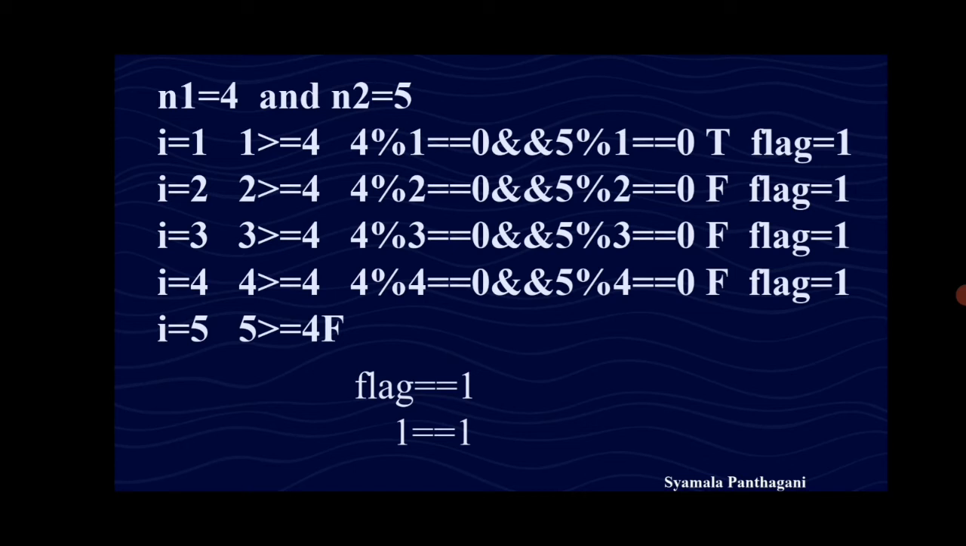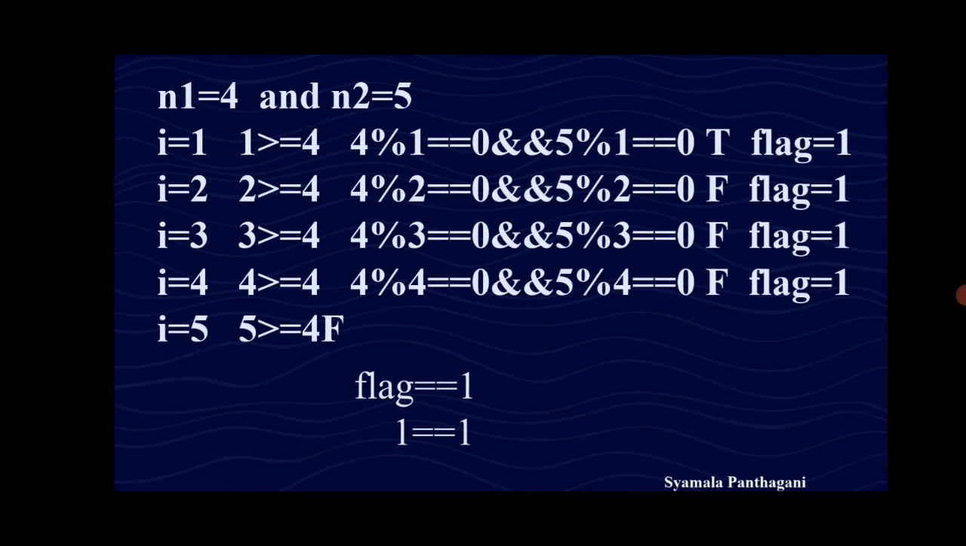After this loop we have written one condition, that is, if flag is equal to 1. What is the final value of flag in these iterations? The final value of flag is 1. 1 is equal to 1. That is true. That's why it prints 4 and 5 are the co-prime numbers.